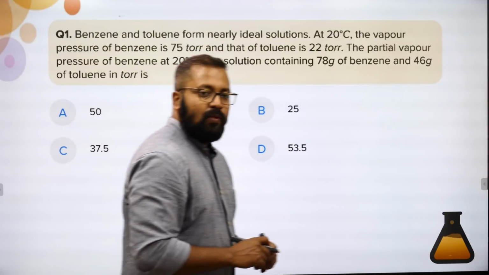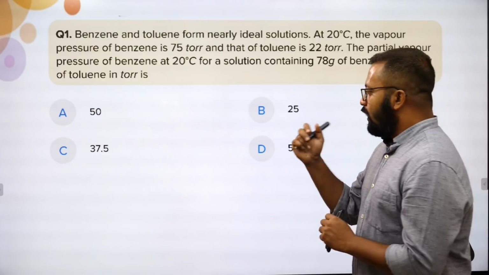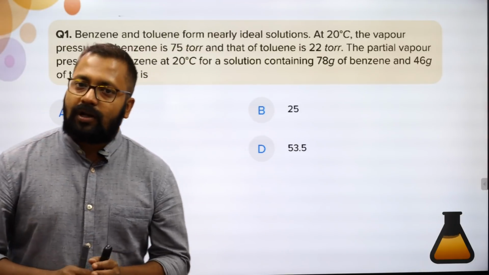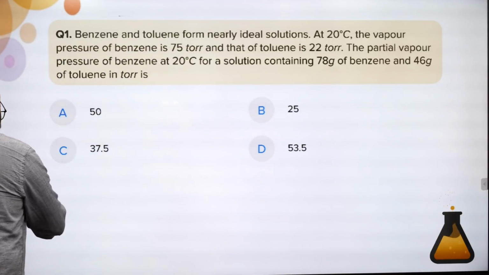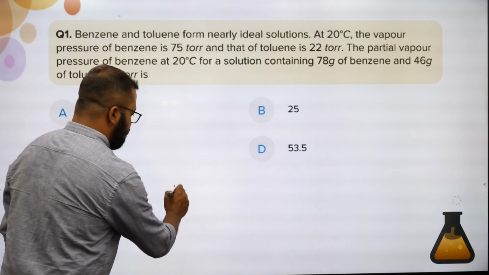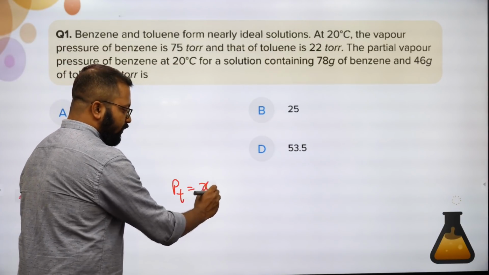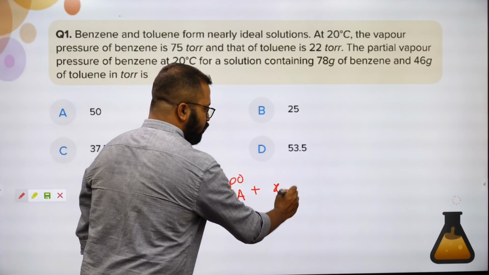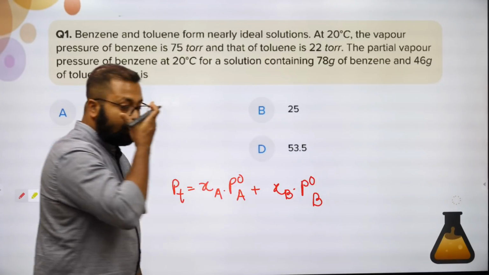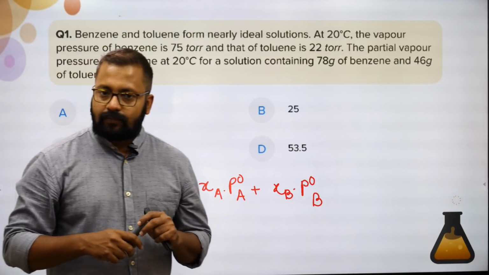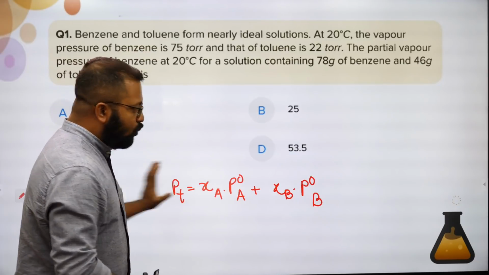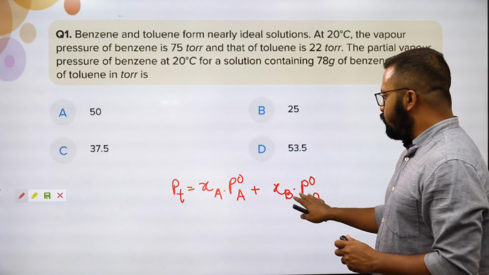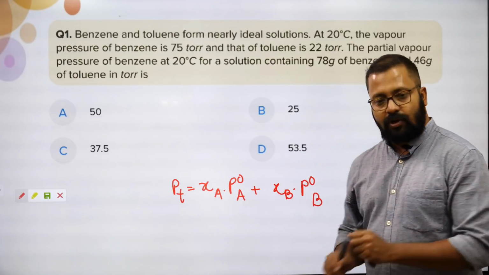We start with something that we had done in the last class. A little revision will also happen. In the last class we had talked about ideal solutions, and for ideal solutions you were supposed to use this relation: total pressure is equal to mole fraction of A times vapor pressure of A plus mole fraction of B times vapor pressure of solvent B. This was the equation that we had used for vapor pressure for a solution.